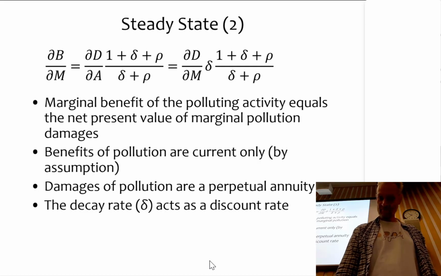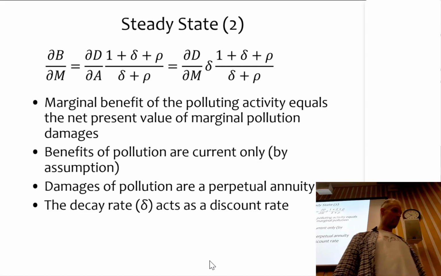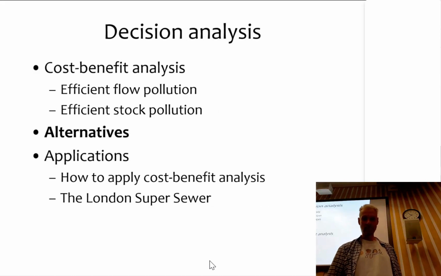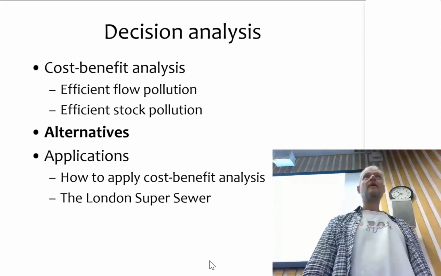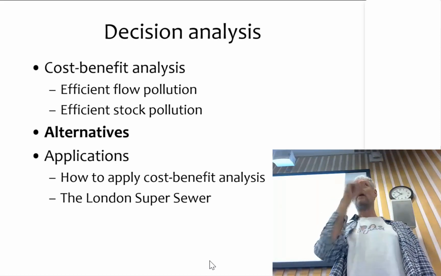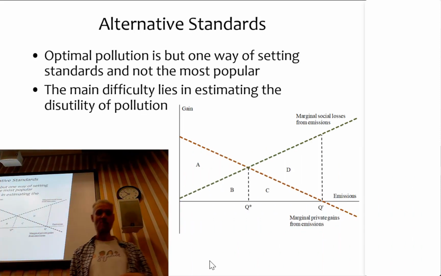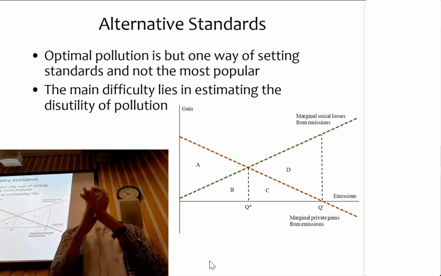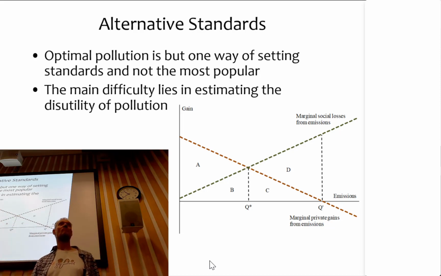So much for cost-benefit analysis, or optimal pollution. Are there alternatives to doing this? Yes, there are. Otherwise, I would not start this way. I make this assumption that we can just compare costs and benefits, right? That the private gains from emissions, the brown curve, and the green curve, the social losses from emissions, could be set equal to each other.